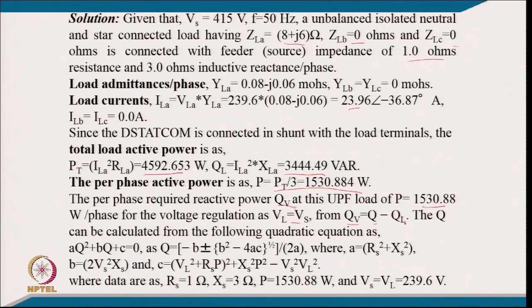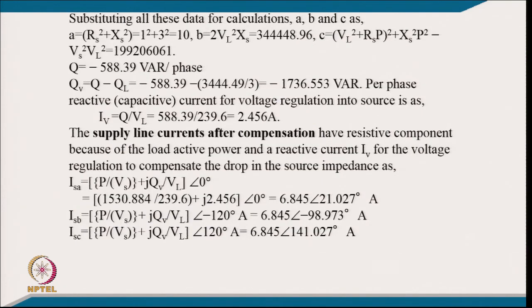So, QV will be Q minus QL, and Q can be calculated from this quadratic equation, putting in the values of all the respective powers. So, we get Q equal to 588.39, and the total Q for voltage regulation and load balance compensation will be this divided by 3, so it will be 1736.55 VAR per phase. The reactive current for voltage regulation will be total Q divided by VL, so we have 588.39 per phase divided by 239.6, so the compensator current is 2.456 ampere.